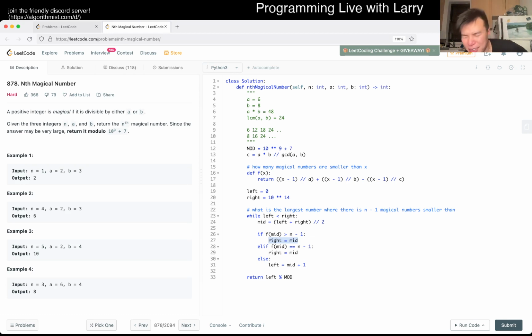So I'm confusing myself for a little second, at least in terms of explanation. So what is the largest number where this is the case? So if this is bigger than that, then actually this is not possible. So this is right minus 1, right? Because we want something that's exactly n minus.